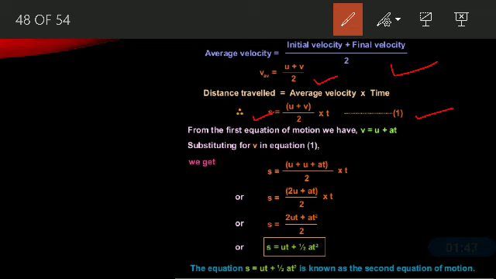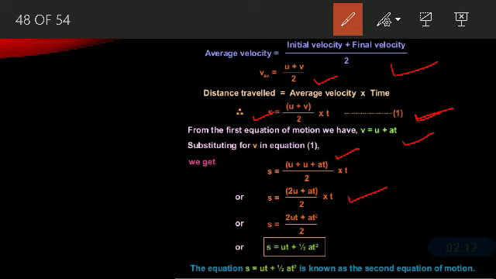From the first equation of motion, we have v equals to u plus at already. We have that equation. Now substituting for v in equation 1, what we will get? s is equals to u, and in place of v, we are going to write u plus at. So u plus at upon 2 multiplied by t.